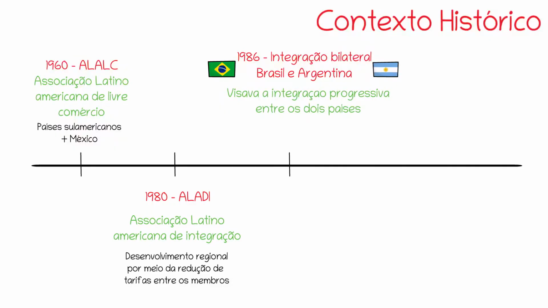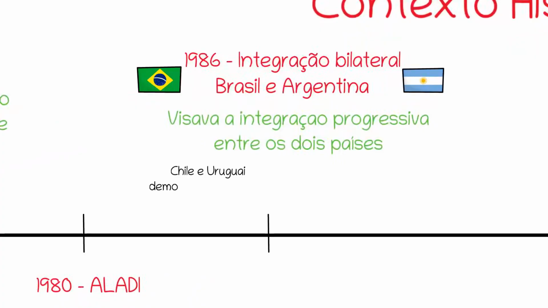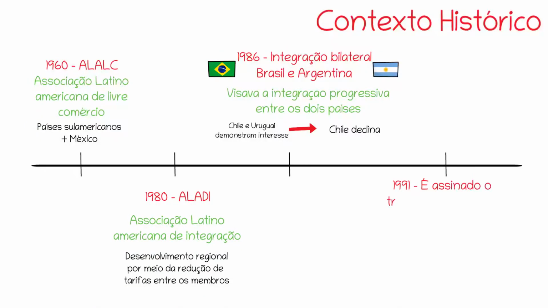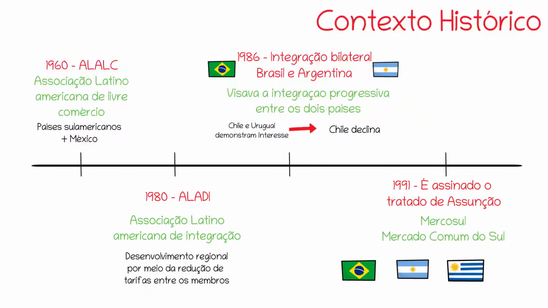However, later on, other countries also showed interest in this agreement, such as Chile and Uruguay. But Chile eventually withdrew, making room for Paraguay. So finally, in 1991, after intense negotiations between these countries, the Treaty of Asunción was signed, thus creating the Southern Common Market, or Mercosur, an economic bloc formed by Brazil, Argentina, Uruguay, and Paraguay.